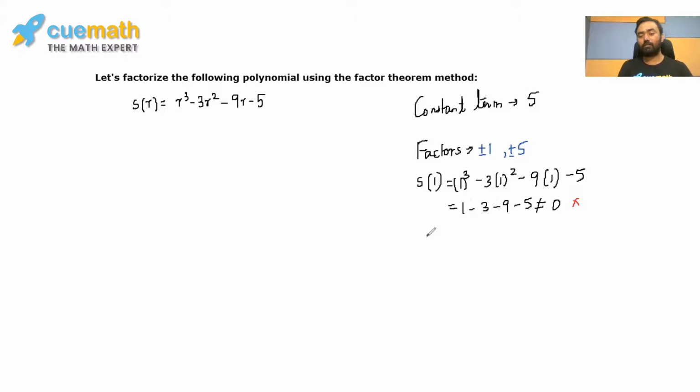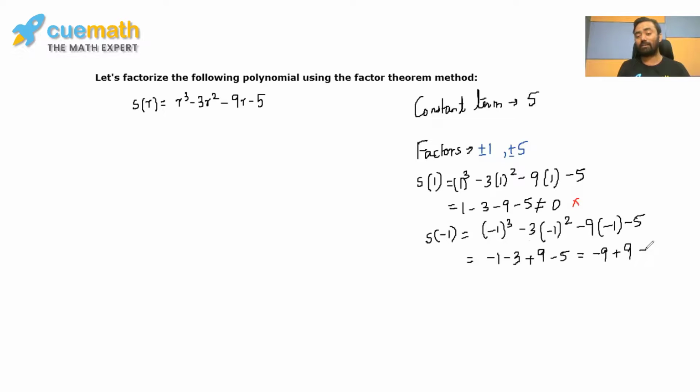Then the second number which we are going to verify with is negative 1. So negative 1 raised to the power 3 minus 3 times negative 1 raised to the power 2 minus 9 times negative 1 minus 5. And this will give us negative 1 raised to the power 3, that is negative 1. Negative 1 raised to the power 2 is plus 1. So plus 1 times minus 3 is minus 3. Minus 9 minus 1 is plus 9 and minus 5. And if we combine negative 1, negative 3 and negative 5, we are going to get negative 9, positive 9, that is equal to 0. So yes, we have got one root, that is negative 1.